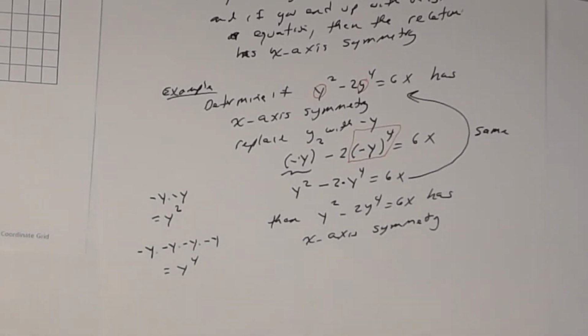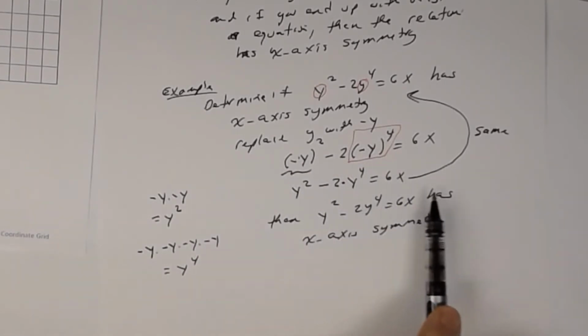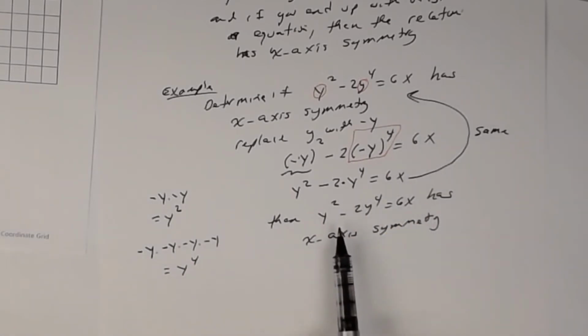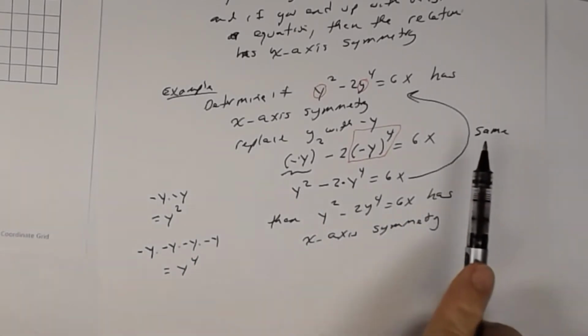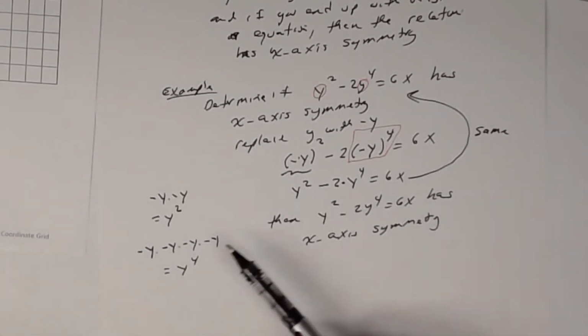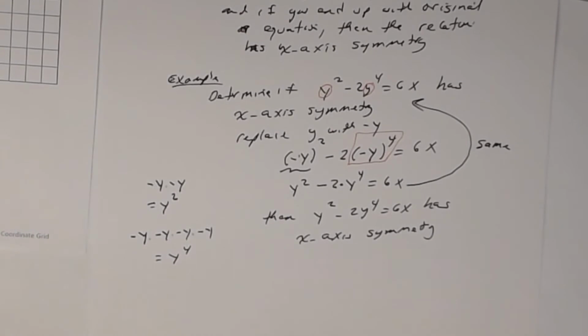Okay, and so that's what you do to determine x-axis symmetry. You replace y with negative y, simplify the result, compare to the original. If it's the same, then it has x-axis symmetry. If it's not the same, then you're going to say it does not have x-axis symmetry. We're going to do that in a little while. So let's look at one like that. Let's look at this example.